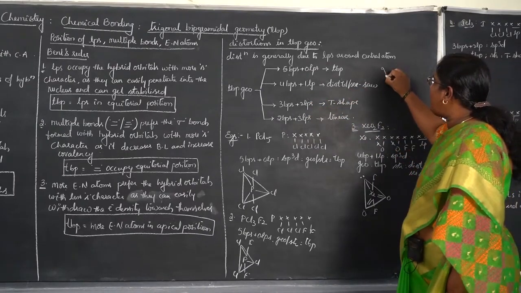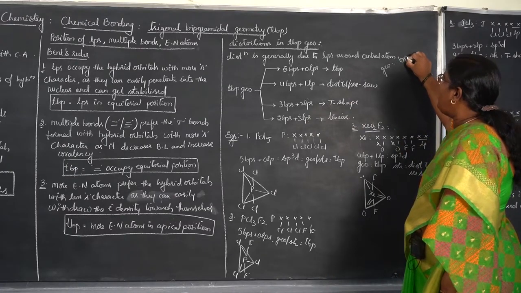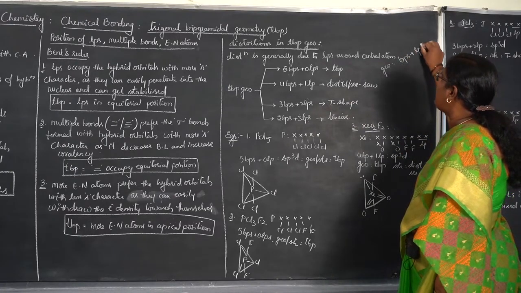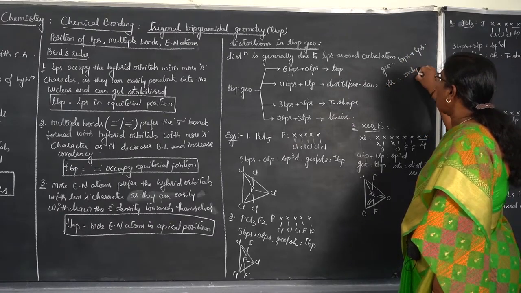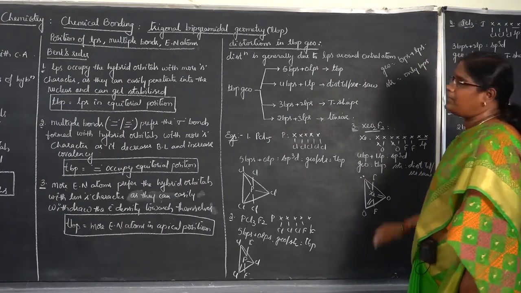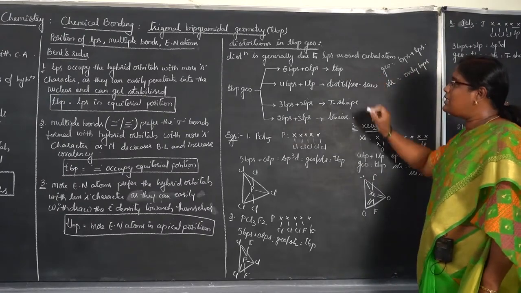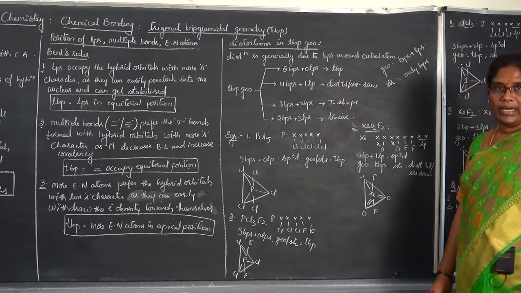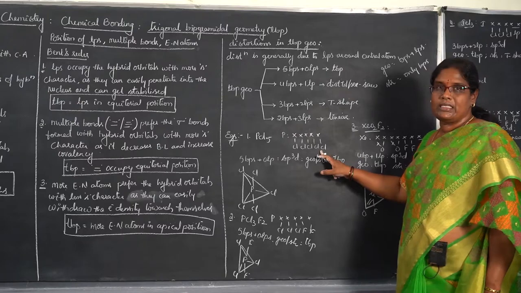So what is the difference between geometry and structure? Geometry includes all the bonded pairs and lone pairs. Structure includes only bonded pairs. Because of lone pairs, we observe the distortion in the geometry. Now, let us go through the examples.